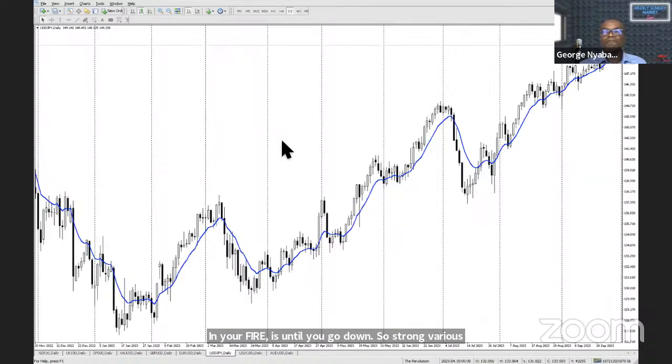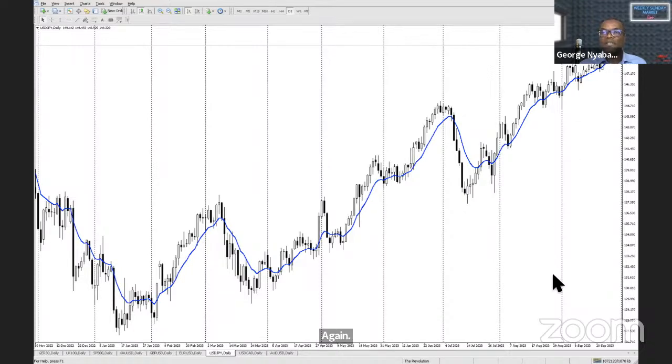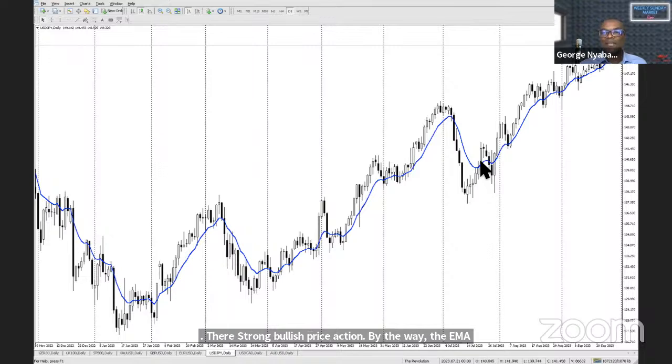Yen, strong bullish price action. By the way, the EMA that we're looking at is the 10 EMA. The 10 EMA I just use to help us indicate the strength of a particular trend. So once the bulls took over the market after this higher low double bottom, interesting enough, we're just talking about CAD. Let me just point out something.